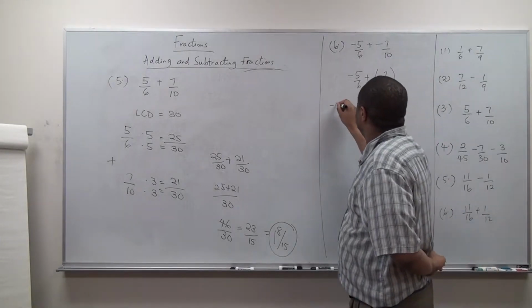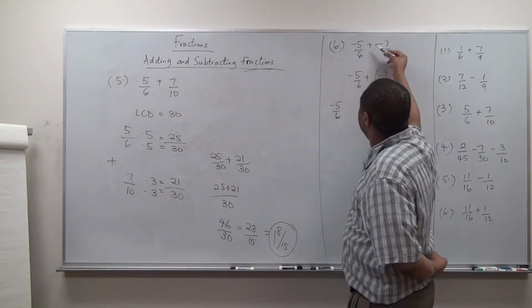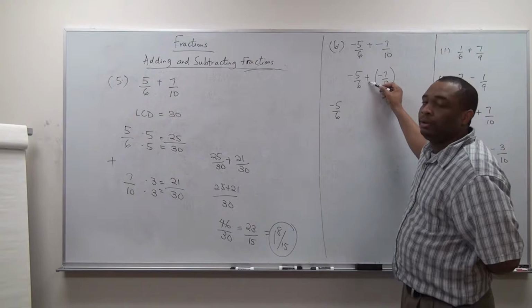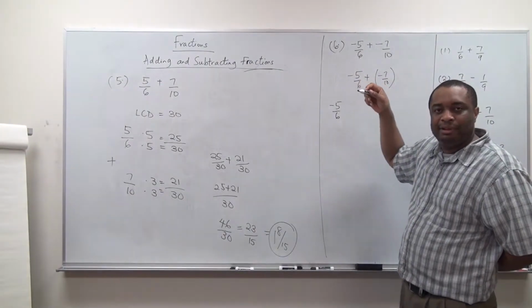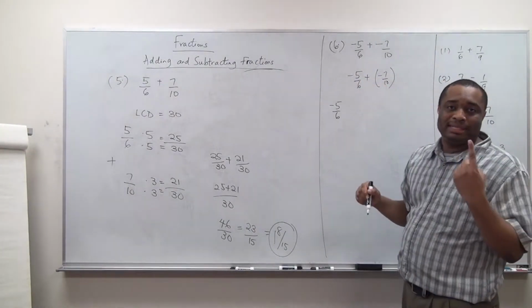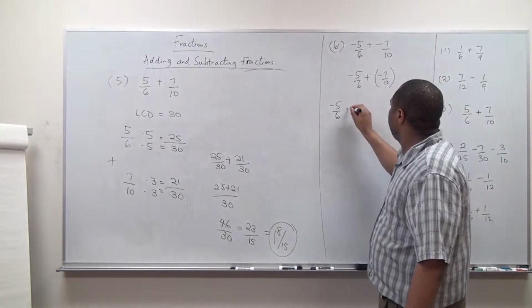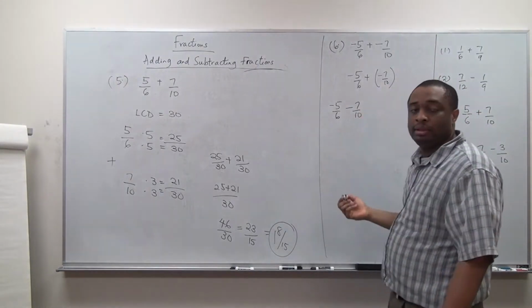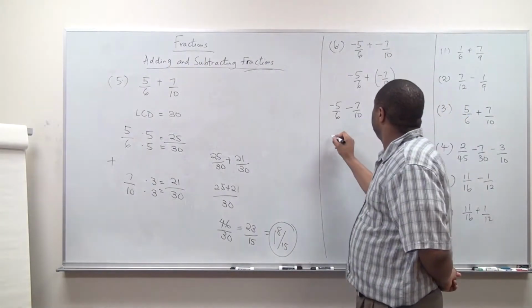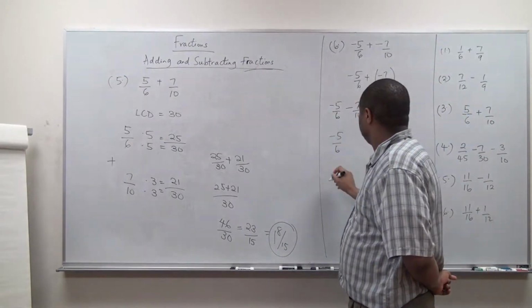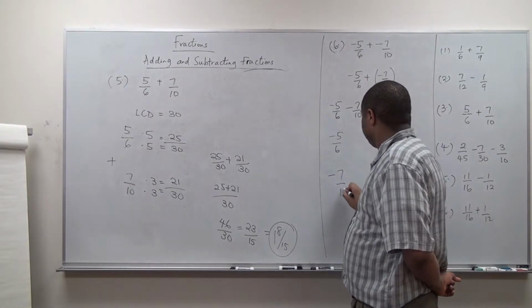So this will give you negative 5 over 6. When you have two signs together, like I said in other video segments, you make it one sign. Just make it one sign. So these two signs together will be negative 7 over 10. So that's the same thing. This will give you negative 5 over 6, negative 7 over 10.